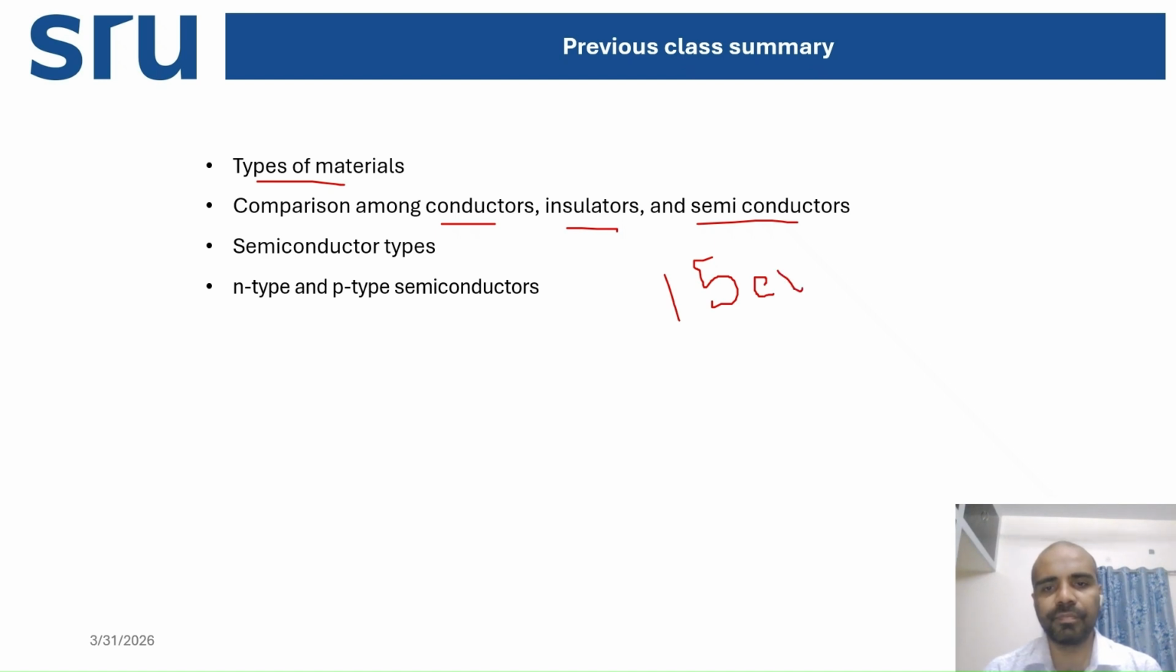But in case of semiconducting materials, this forbidden energy gap is less when compared with the insulators. The forbidden energy gap for semiconductors lies in the range of 1 electron volt to 1.5 electron volt. Further, we have discussed the types of semiconducting materials. There are two types: intrinsic semiconductor and extrinsic semiconductor.